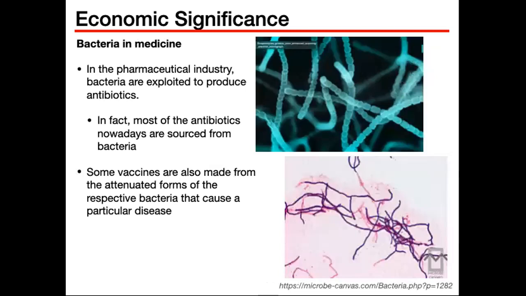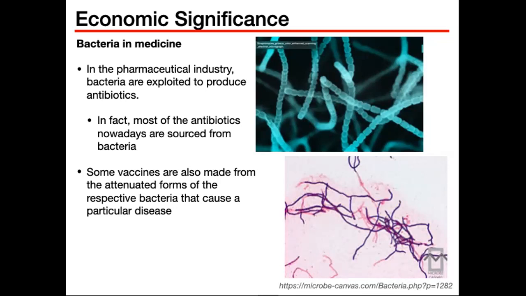And then we also have in medicine, where bacteria are exploited to produce antibiotics. In fact, most of the antibiotics that we have right now are sourced from bacteria. If you try to recall yung alternative assessment number 1, yung teixobactin, that's also an example of an antibiotic that's sourced from bacteria. And even some vaccines are also made from attenuated forms of these bacteria that cause a particular disease. When we say attenuated, ibig sabihin, it's just a form of vaccine that's a weakened version, or it can be a dead remnant of a bacteria.